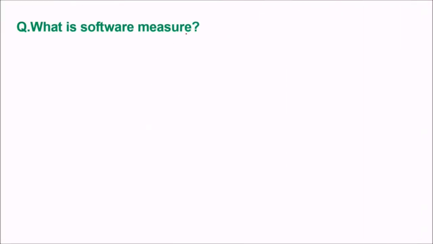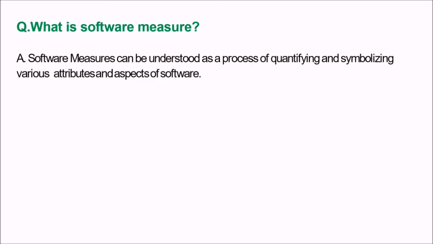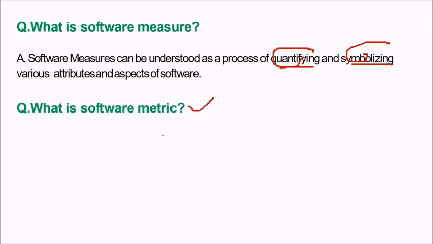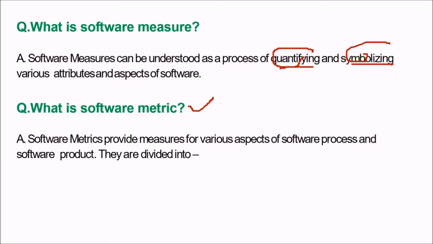Now, what is a software measure? Software measures can be understood as a process of quantifying and symbolizing various attributes and aspects of software. What is a software metric? A software metric provides the measures of various aspects of software process and software product.